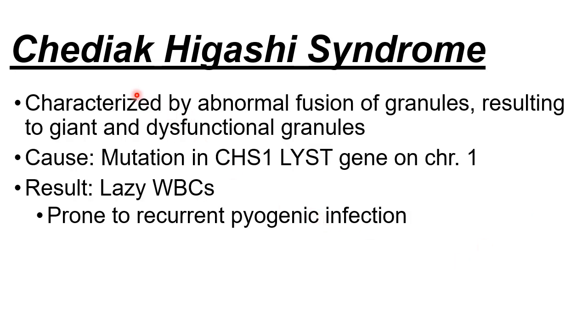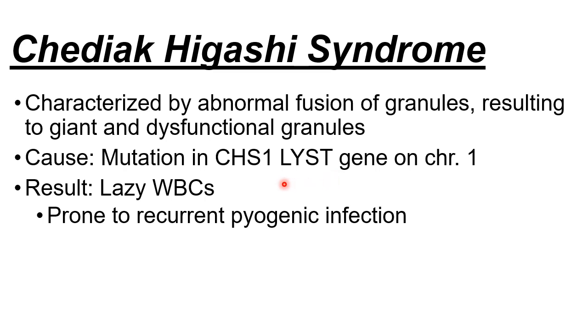Next condition is Chediak-Higashi Syndrome. Sa Chediak-Higashi Syndrome, recall lang natin that the platelets and at the same time your WBCs are enlarged due to the abnormal fusion of the granules. And this is also an inherited disorder. Ano yung genetic mutation involved in this syndrome? Ang mutation is at the chromosome 1, lalong-lalo na in CHS1 LYST gene.